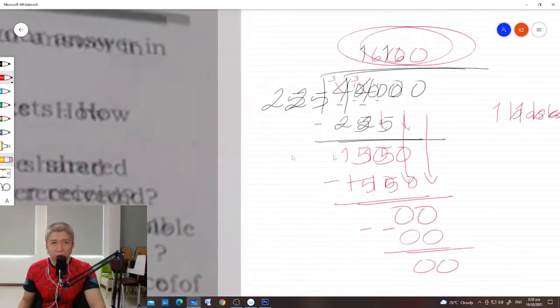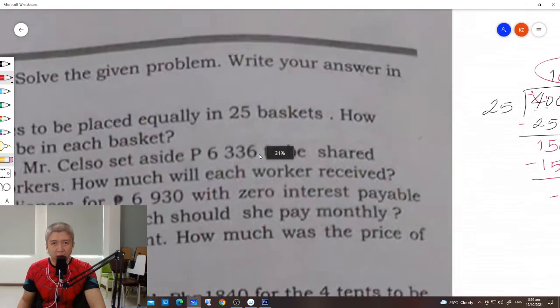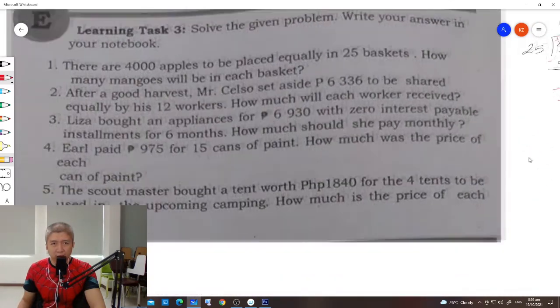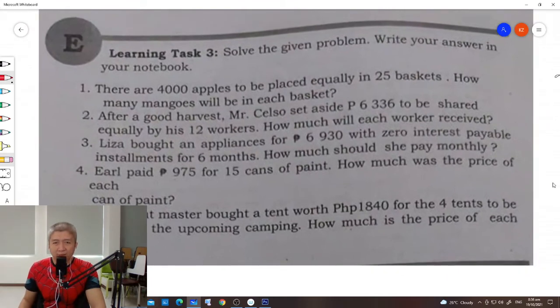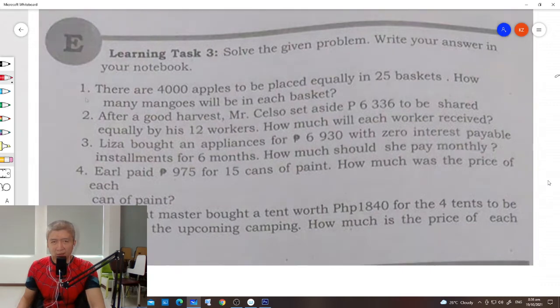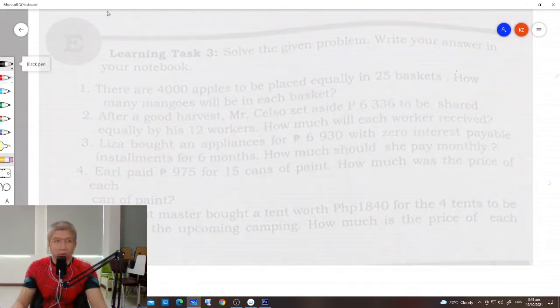Next, number 2. Okay, number 2. After a good harvest, Mr. Celso set aside 6,336 to be shared equally by his 12 workers. So, how much will each worker receive? 6,336 pesos. Ipamamahagi niya sa 12 manggagawa.